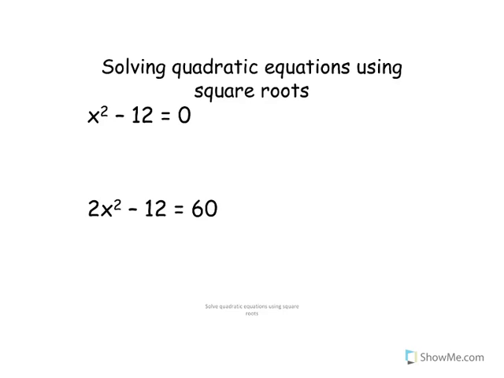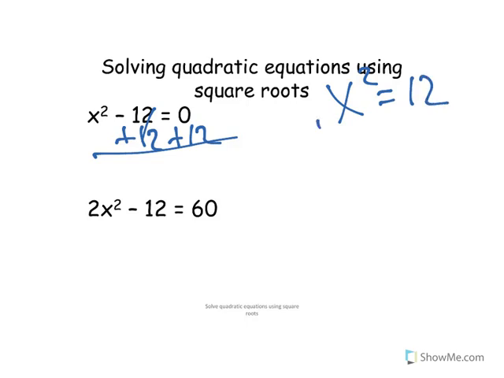All right, so this one, the procedure is going to be the same. Our end result is going to be a little bit different. We're going to add 12 on both sides, so we get x squared is equal to 12. Now we take the square root of both sides, and I get x is equal to plus or minus radical 12. I'm okay with you leaving it like that, to be honest.